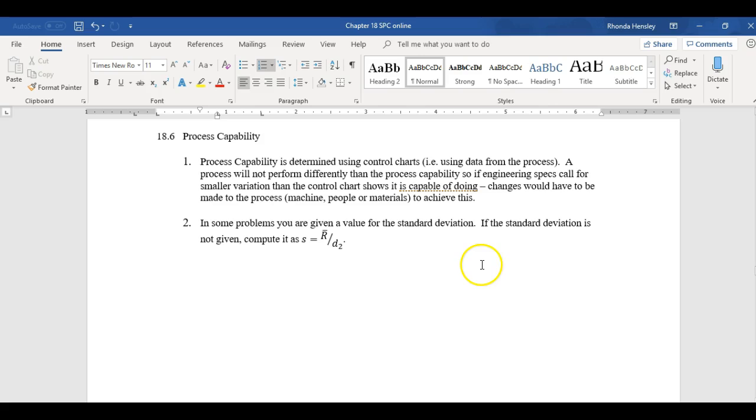For some of these process capability problems, you would be given a value for a standard deviation from the process, computed just like we did earlier this semester. If the standard deviation is not given, you would compute it by taking your R bar and dividing it by a D2 value, which you would find in the tables at the back of your book, the control chart tables. The D2 wasn't on the one from Excel. I was kind of disappointed in that, but you just have to actually look it up. It's a little d, lowercase d, D2.